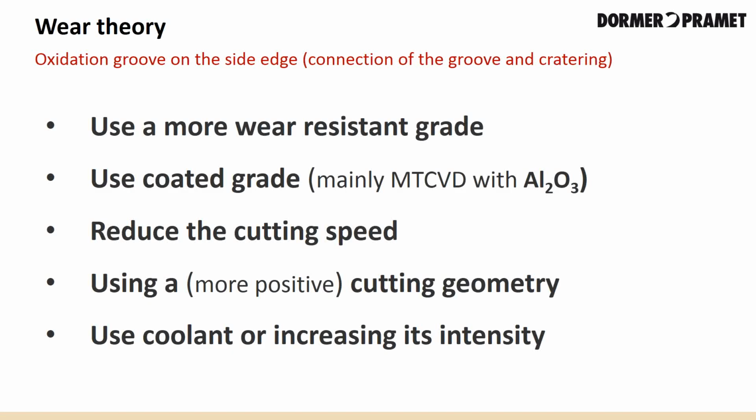So how do we minimize this phenomenon or slow it down? We can use a more wear-resistant grade. We can use a coated grade, MTCVD with aluminum oxide. We can reduce the cutting speed. We can use a more positive cutting geometry, or use coolant, or increase its intensity.